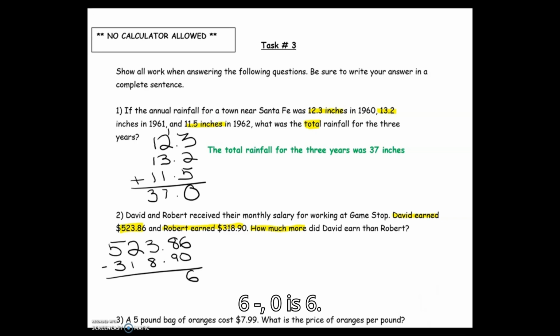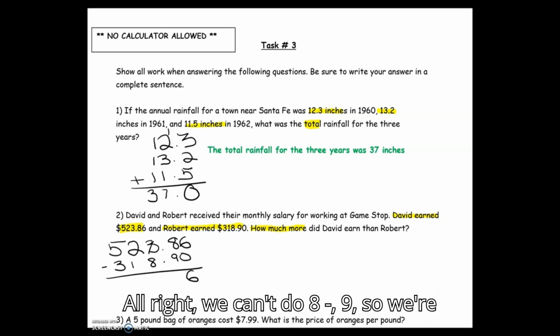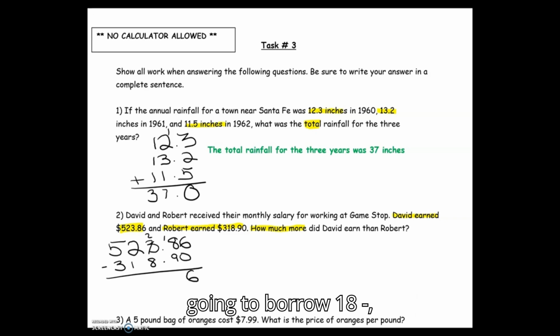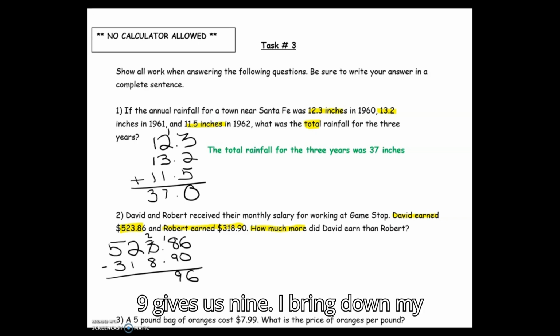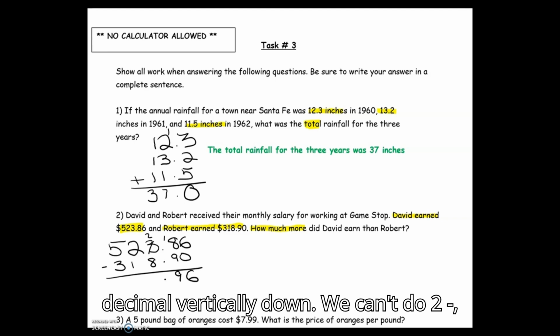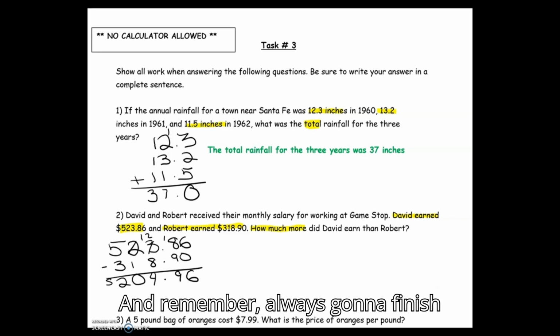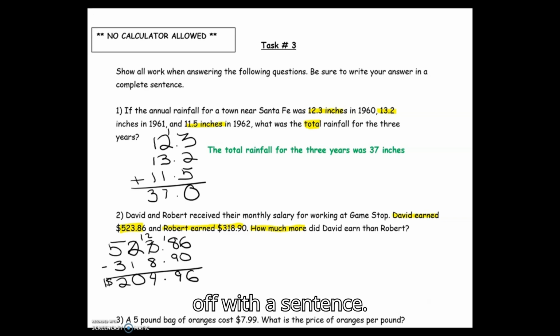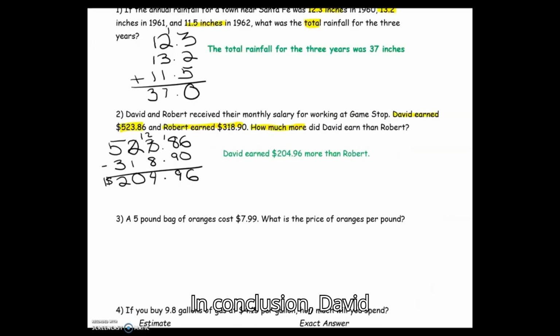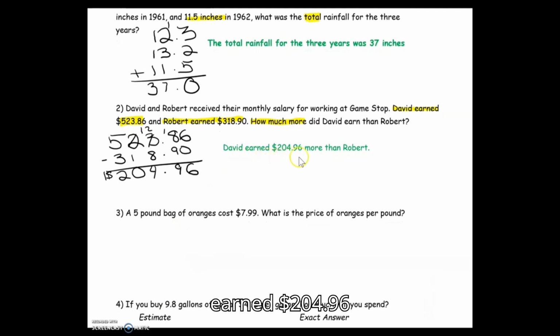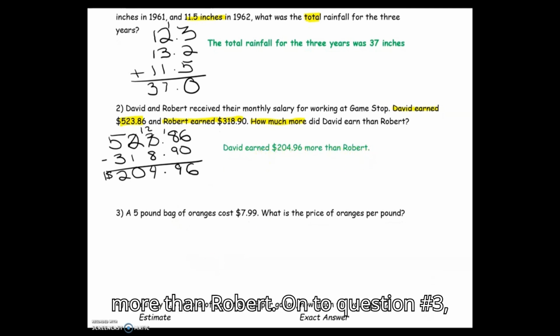6 minus 0 is 6. Alright, we can't do 8 minus 9, so we're going to borrow. 18 minus 9 gives us 9. I bring down my decimal vertically down. We can't do 2 minus 8, so we borrow again. 12 minus 8 gives us 4. 1 minus 1 gives us 0. And 5 minus 3 gives us 2. So our final answer is $204.96. And remember, we're always going to finish off with a sentence. In conclusion, David earned $204.96 more than Robert. On to question number 3.